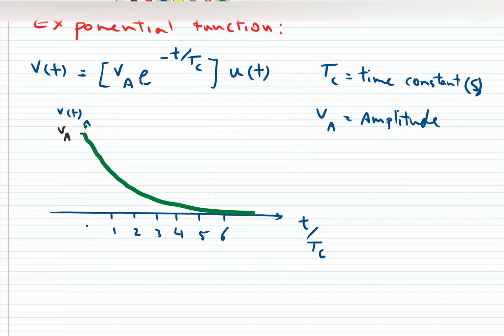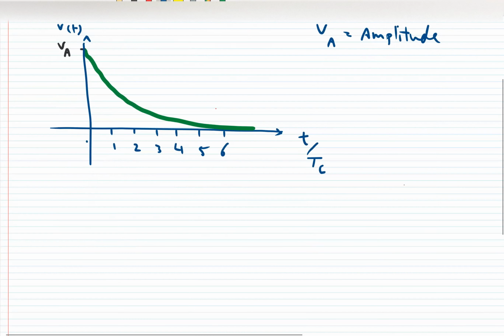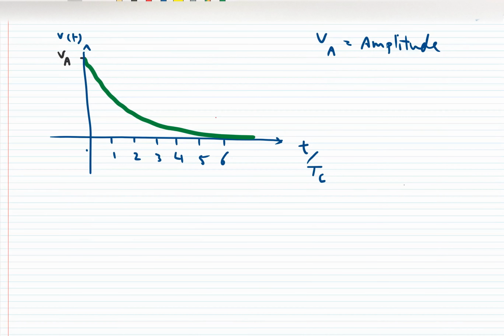Okay. Here we have a graph for v of t, which is an exponential function. Okay, we can see that an exponential function decays. It starts from the maximum value at t equal to 0 and decays over the time. So let's see what's the rate of decay for exponential function.